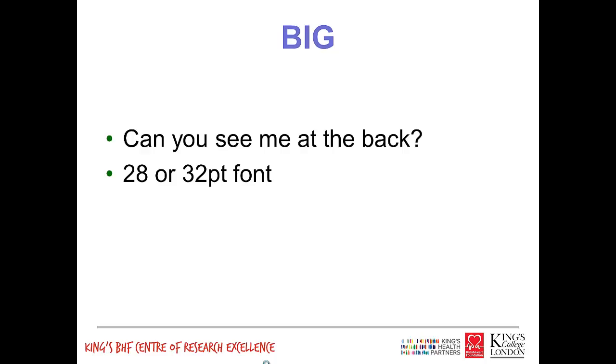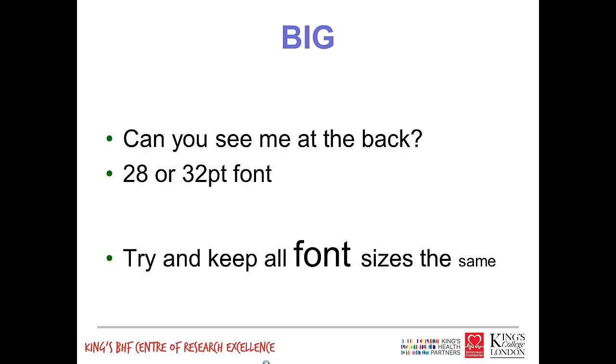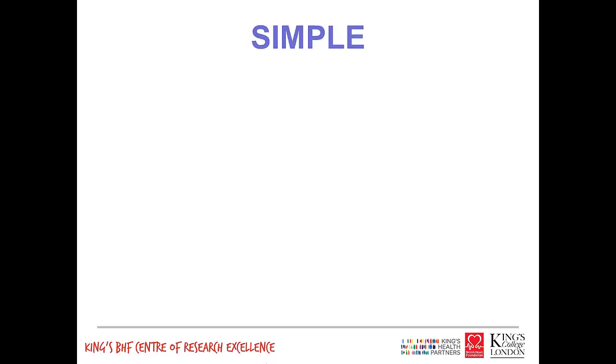28, 32 point font is about right, depending what kind of font you're using, Arial or Times New Roman or whatever. Around that kind of size is about the right size for bullet points or key points you want to show in your talk. And try and keep all your font sizes the same. It's a really daft comment, but you don't want to be reading paragraphs where the fonts get progressively smaller as the page goes down, or vice versa, progressively bigger. It just takes your mind away from what you're trying to read. So keep your font sizes the same.